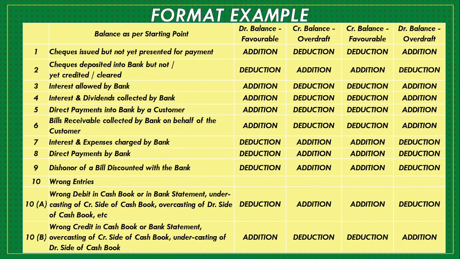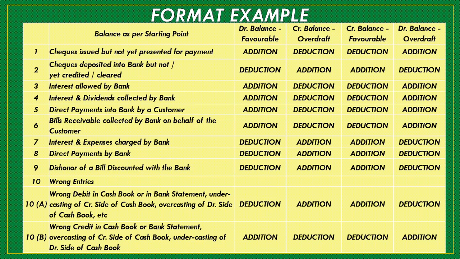Number 4, interest and dividends collected by the bank. Debit balance favorable, addition, credit balance overdraft, deduction, credit balance favorable, deduction, and the debit balance overdraft, it will be addition.